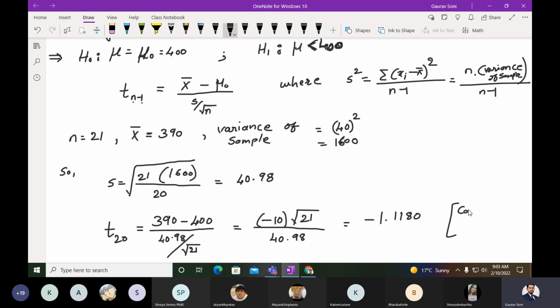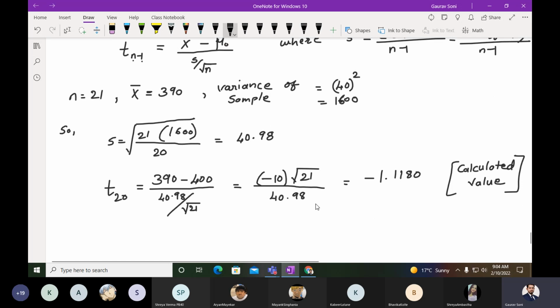What is this? This is the calculated value. So as shown earlier, we will look at the tabulated value of T with 20 degrees of freedom, level of significance 5%, 0.05. So that is 1.725. This is the table value.